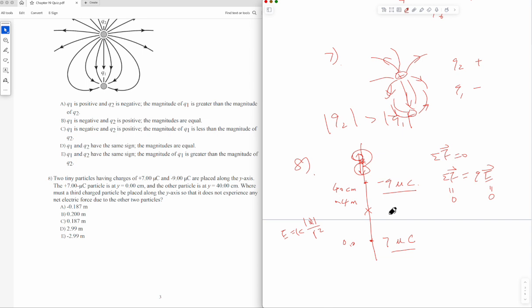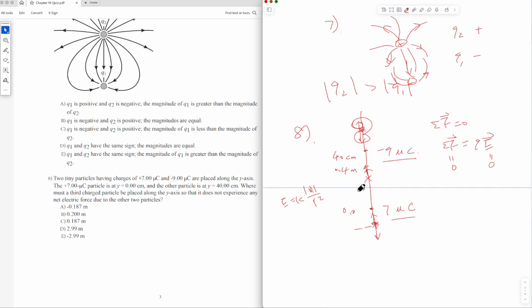How about somewhere in between? Field due to the negative charge goes here, field due to the positive charge goes here, so they add on and you cannot make 0. So it must be somewhere here, where y is a negative value, a negative coordinate, so that the field due to the positive charge goes this way and the field due to the negative charge goes this way. Then they can balance out.